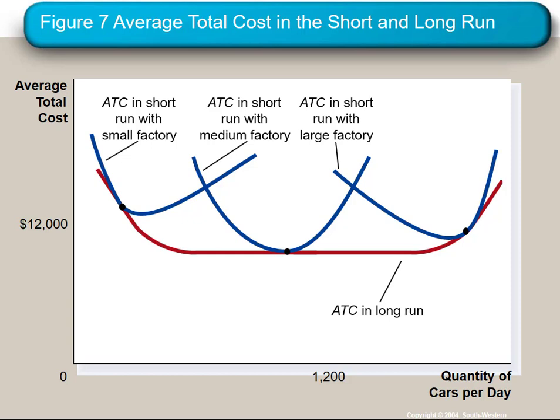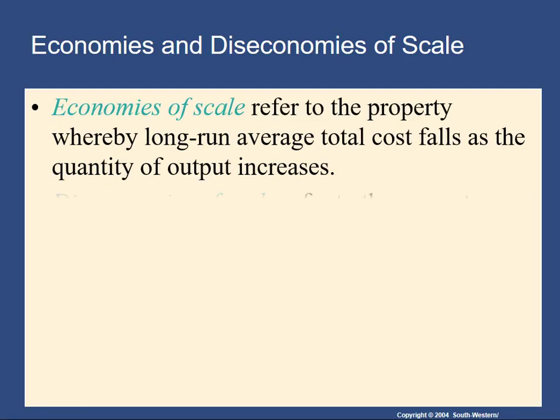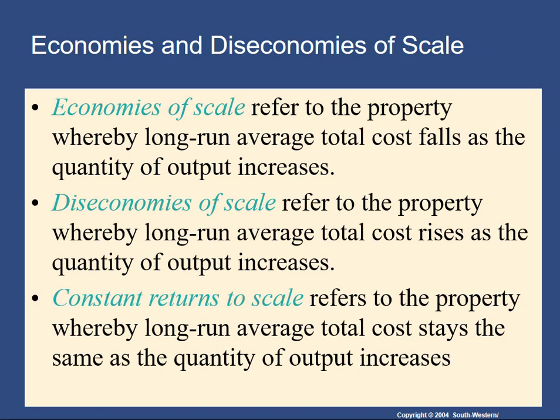One of the takeaways is that your long-run average total cost will always be lower than any short-run average total costs, except for maybe one point that they share in common. In general, long-run costs are always lower because the firm has more flexibility than in the short run. And we have these concepts of economies and diseconomies of scale. Economies of scale refer to the property where long-run average total cost curves fall as you increase output. Diseconomies refer to the property of long-run average total costs rising as output increases. And constant returns to scale is a property where long-run average total cost curves stay the same as you're increasing output.